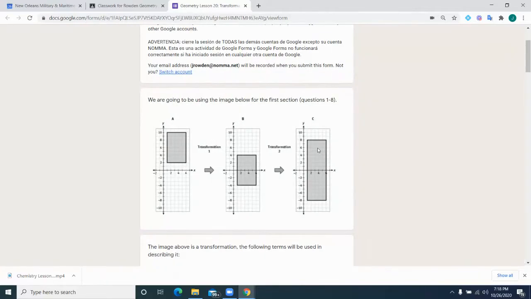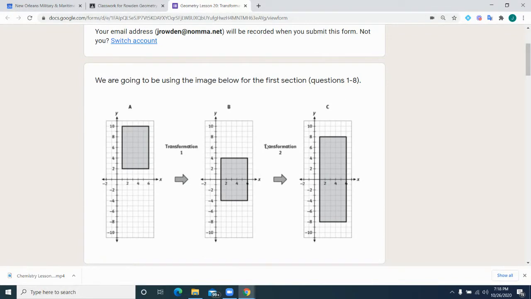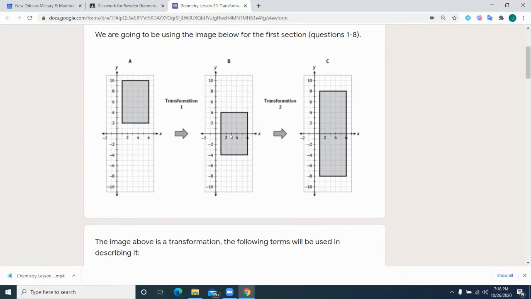We're going to look at lesson 20, which is going to be on transformations. We're going to use this image for questions 1 through 8. You can see a bunch of transformations here. You can see this cube, how it moves and stretches, and that's what we're going to be focusing on for the next couple of days.